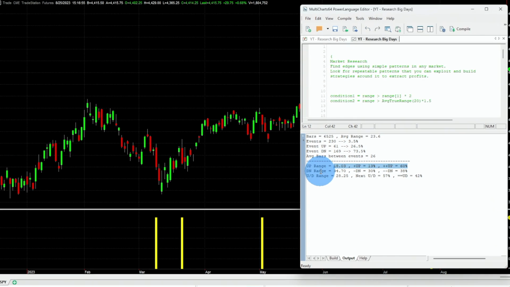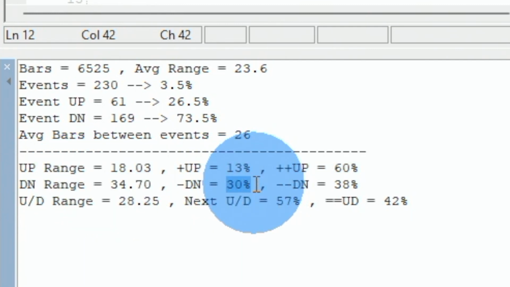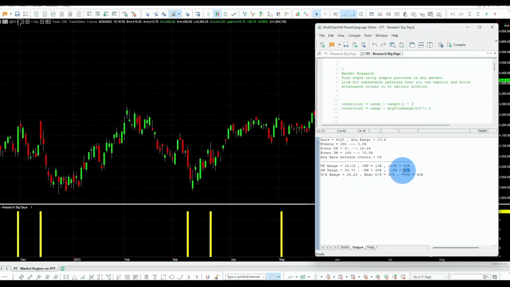And then for big range down days, there is a 30% chance that it's going to go down the next day. So we still have a huge edge. That is 70% that the next day is an up day. And look at this. There is a 62% chance that the next day also is an up day.